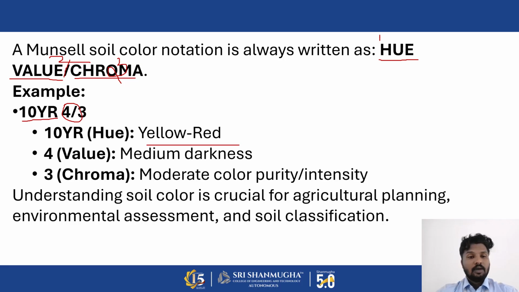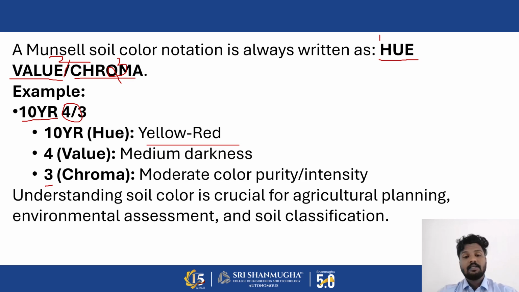Then the third one is the chroma value. That means the color purity or intensity. If the chroma value increases, that gives high intensity or high purity. But here the number is 3, which is low. So that's why it has moderate color purity and intensity.